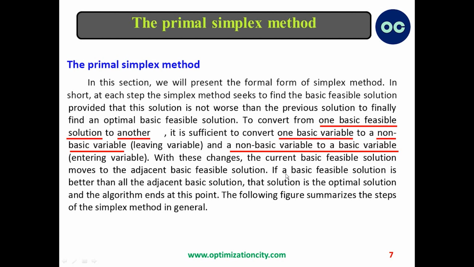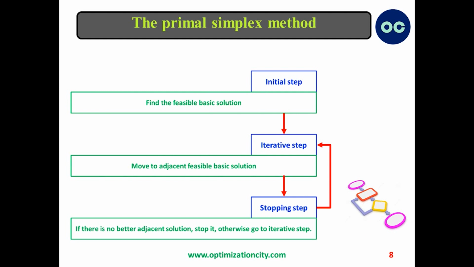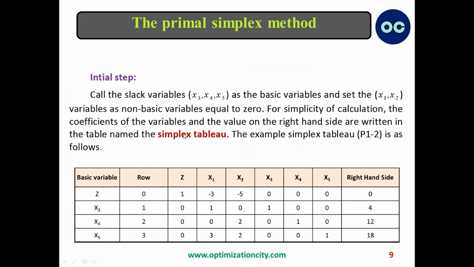If the basic feasible solution is better than all of its adjacent solutions, it's the optimal solution and the algorithm will end. This is all we need to solve the LP model with the Primal Simplex method. A general summary of this process for the primal simplex method is in this figure. We will discuss this process in more detail in the following slides.